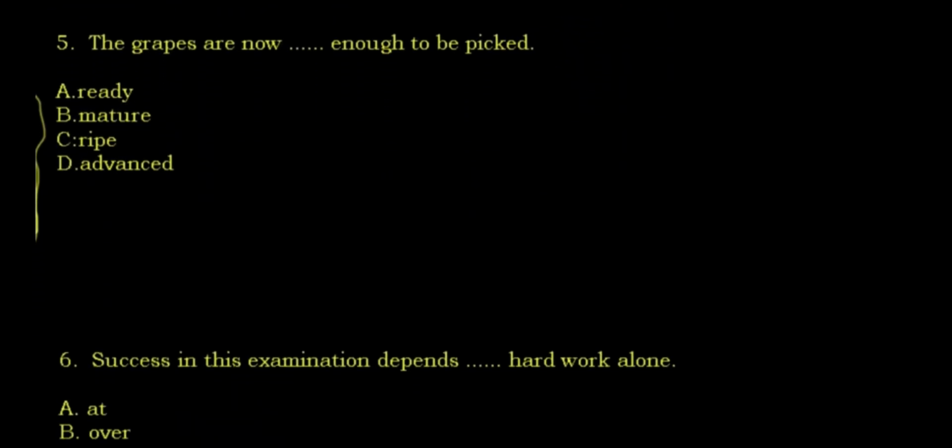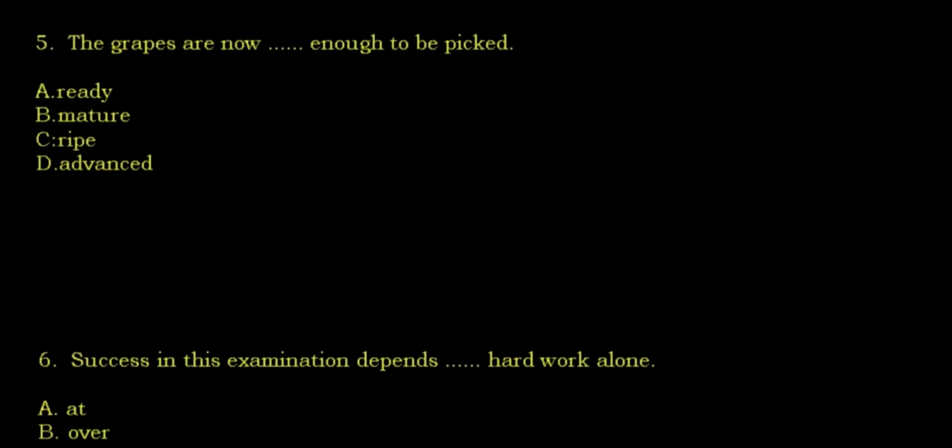Question number 5, the grapes are now dash enough to be picked. Ready enough to be picked, maybe mature. Well, we can't use that for fruits. Ripe, advanced. Ripe is the word we use for fruits and vegetables, when something's completely done on the tree to be able to pick it. So the grapes are now ripe enough to be picked. We'll go with ripe, option C.